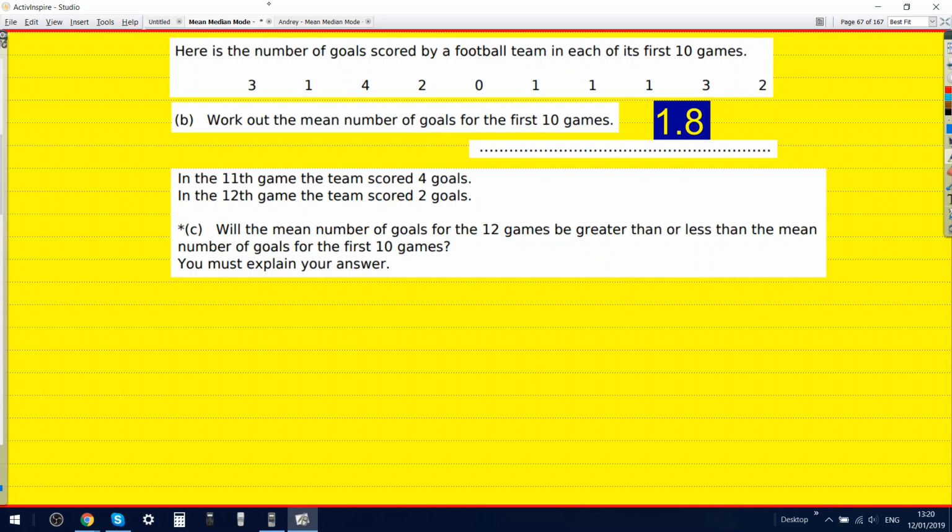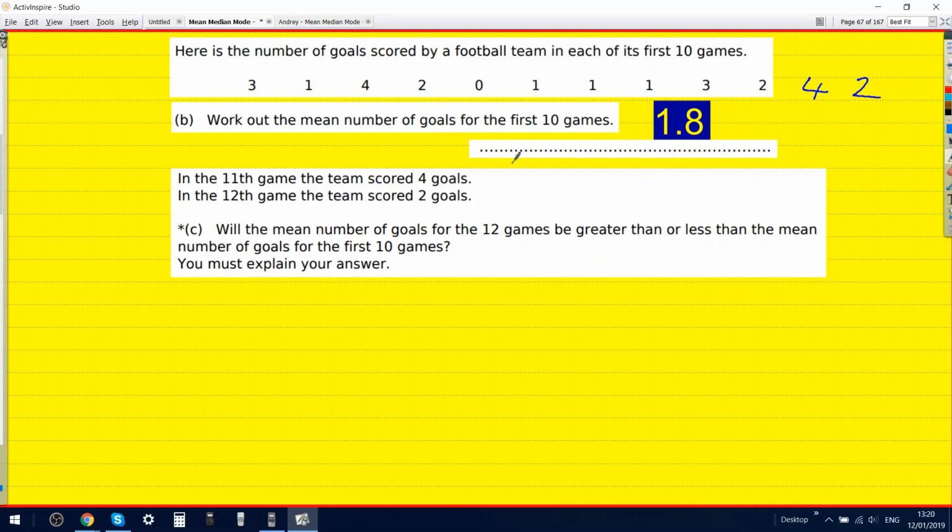So one way you could do it would be, well, this one is an extra 4. This one is an extra 2. So earlier we added up those 10. We divided by 10, we got 1.8. So how could you find the new mean? You could work it out. So 3 plus 1 plus 4, and then carry that on, and then divide by 12.